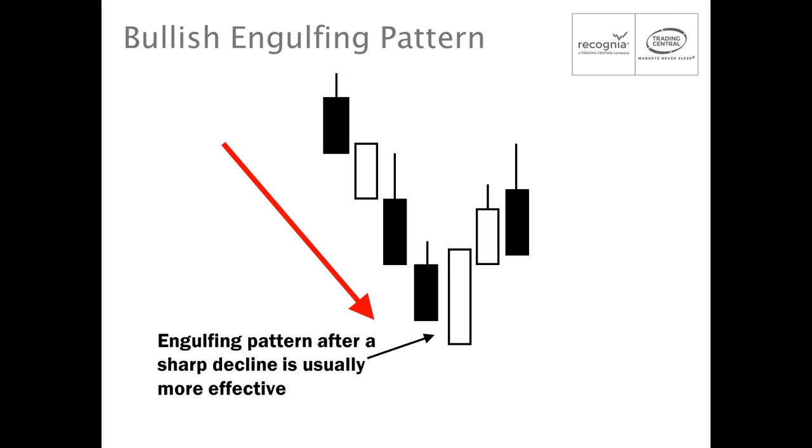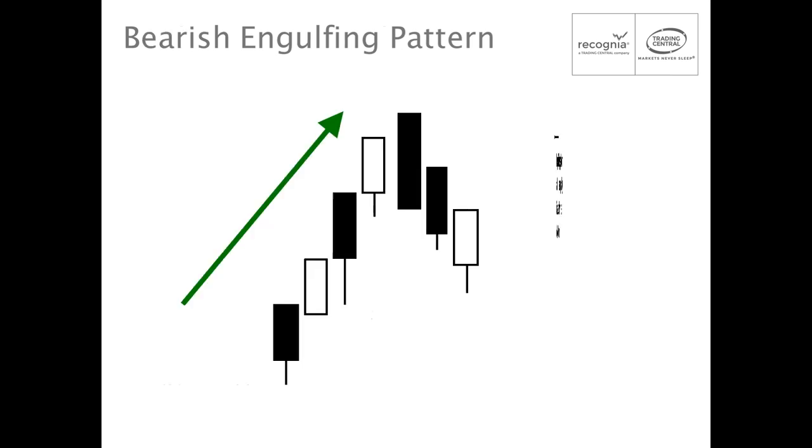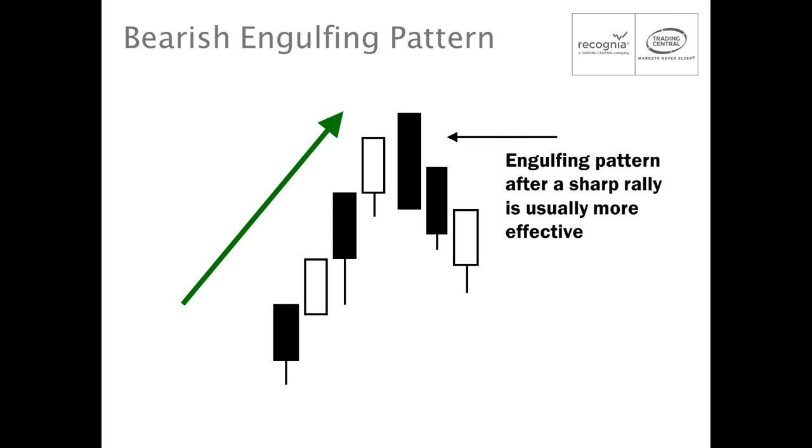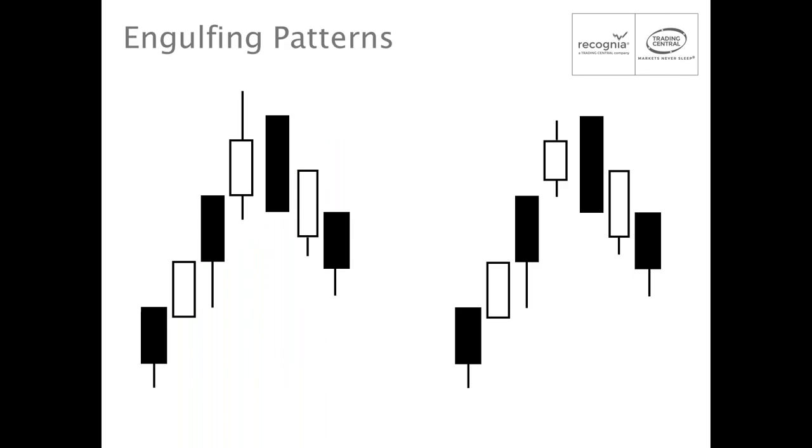Now, these engulfing patterns are usually most effective when they come at the end of a long trend. So a bullish engulfing pattern is going to be more effective when it comes at the end of a bearish trend, like in this example here. Similarly, a bearish engulfing pattern is going to be more significant when it follows a sharp rally, as I've given you in this example. Now, here's kind of a which one do you prefer, A or B?